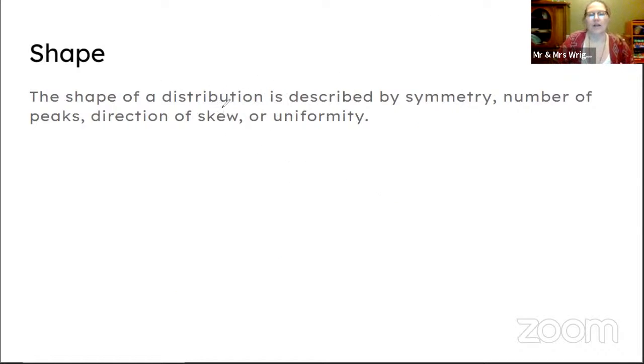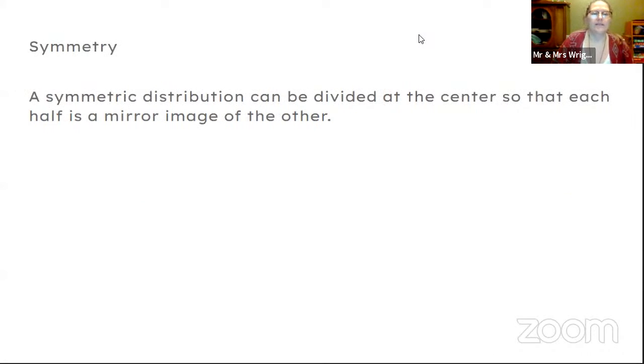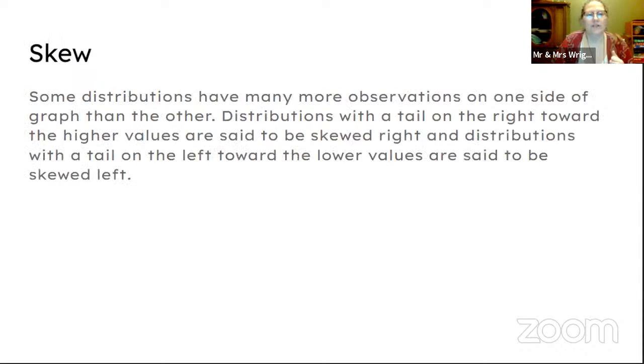Uniformity, if it's uniform, it's going to be just like a straight line straight across. There's not going to be any peaks. You're going to have some uniform data, meaning it's all the same. Symmetry. A symmetric distribution can be divided in the center, so each half is a mirror image of each other. I think we kind of already talked about that. Skew, we already talked about.